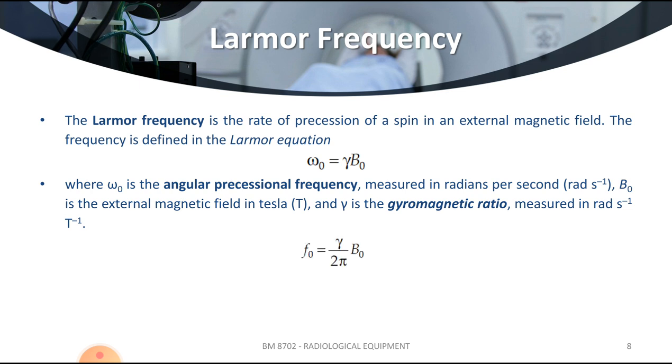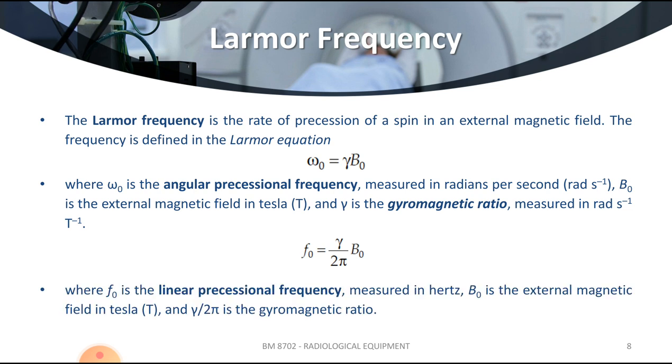And we have another form of Larmor frequency, which is f naught equals gamma by 2 pi times B naught, which comes from the relation omega equals 2 pi f. We all know that relation, right? Angular frequency omega equals 2 pi f, where f is your linear frequency. Based on that, we are rewriting the equation. Here f naught is your linear precessional frequency, which is measured in hertz. B naught is the external magnetic field in Tesla, and gamma by 2 pi is your gyromagnetic ratio. So the gyromagnetic ratio again is one important factor in MR imaging.